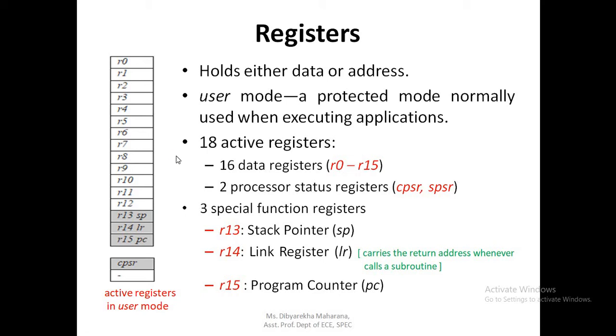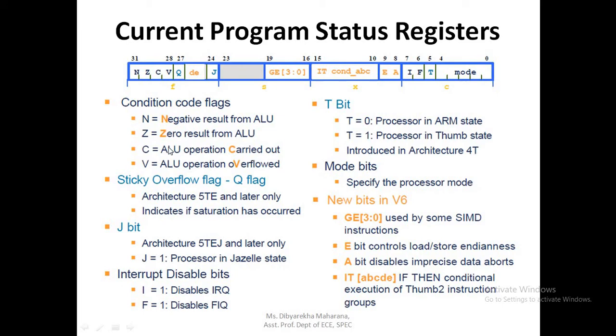Next, we'll see about the current program status register. Here you can see the format of the CPSR, where it has 4 parts: flags, status, extension and control. The extension and status bits are used in the higher versions, and here they are not used. You can see that the used bits here are from 0 to 7 and 28 to 31.